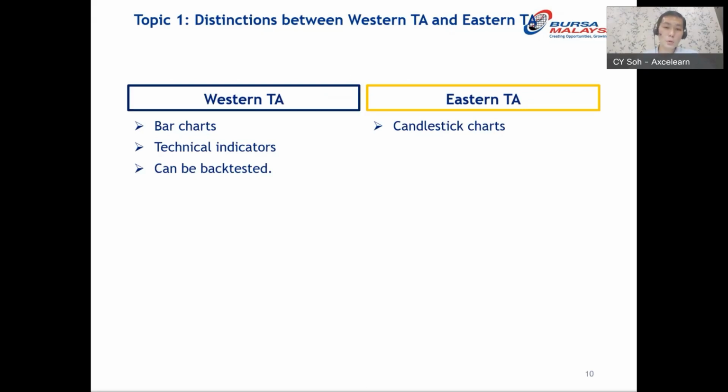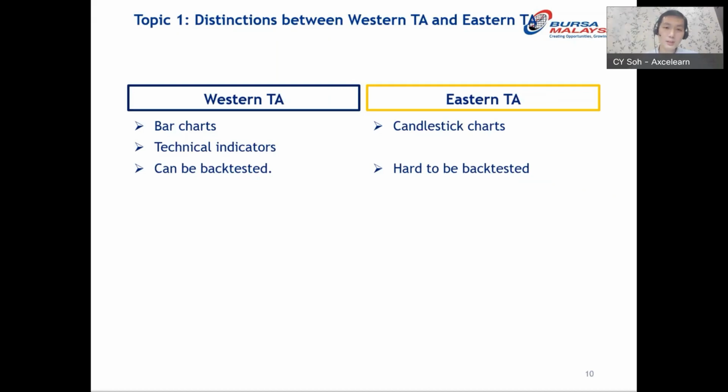Only some of the notable indicators are really well known, especially the candlestick patterns. Now, the challenge for Eastern technical analysis is that it is hard to backtest. For example, if you want to backtest your candlestick strategy, not all candlestick patterns can be backtested. Only some of the notable candlestick patterns can be backtested. So here we can see that Eastern technical analysis still has limitations, and many of the candlestick patterns cannot be backtested.